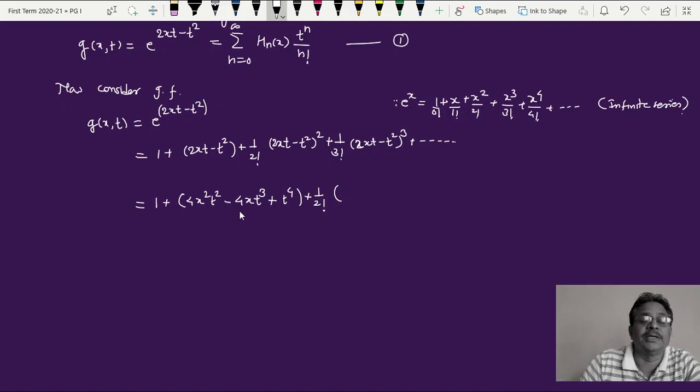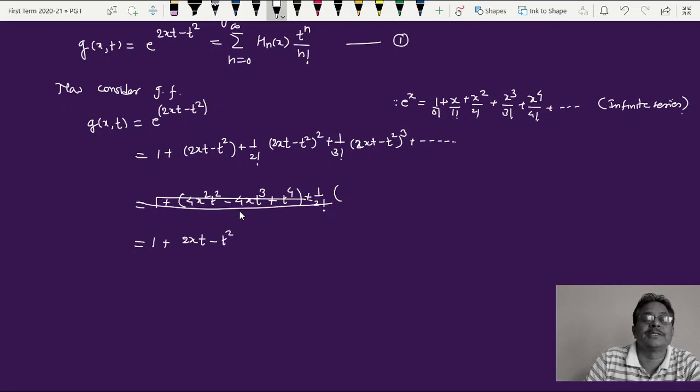Sorry, this is not needed here. It is okay. I'll scratch this. Don't take this statement. I'll expand this. 1 plus first term is twice xt minus t square, from this first, and here it is 1 upon 2 factorial into 4x square t square minus 4x t cube plus t raised to 4 and plus so on, higher order terms.